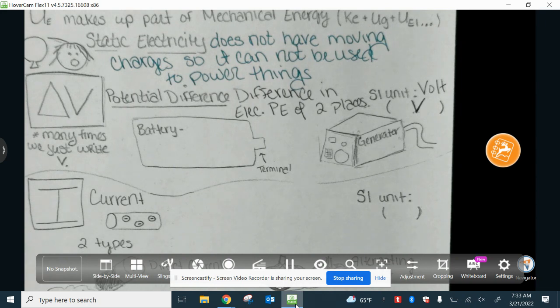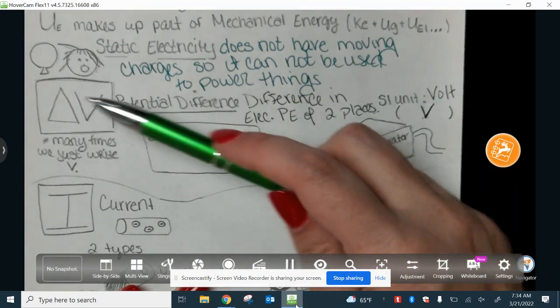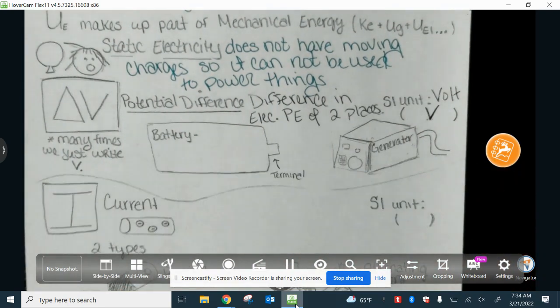Your potential difference, what you need to think about when you use a battery or a generator or you plug something in, is the push. The absolutely correct way to write it is delta V. What you're going to see, though, is that oftentimes it's just abbreviated with a V. We are what we are.